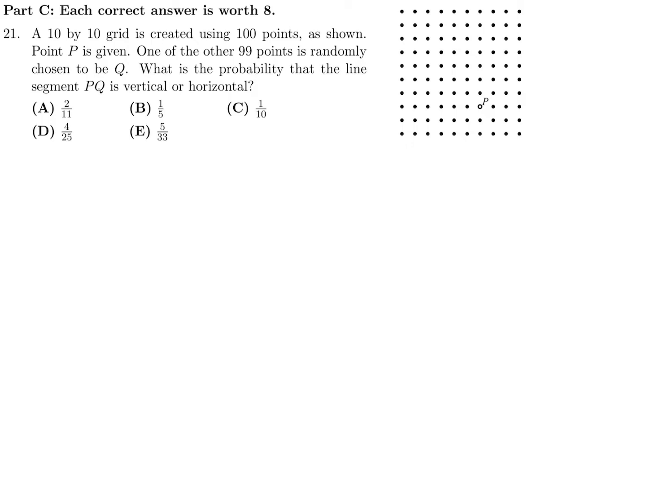Well, if we want that line segment to be horizontal, then Q obviously has to go here, one of those dots. That's the only way that PQ will be horizontal. So for example, if we chose this one to be Q, then the line would be horizontal. So how many dots are there? 1, 2, 3, 4, 5, 6, 7, 8, 9. So nine places where you can put the Q to make PQ horizontal.